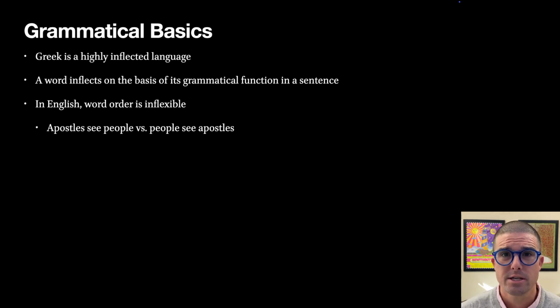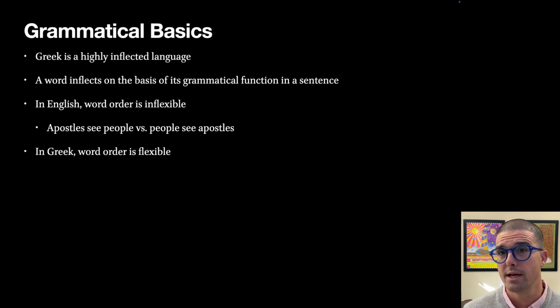So in the English sentence, "apostles see people," we know that the ones doing the seeing are the apostles because they come before the verb "see." We like to put the subject of the sentence before the verb, and we like to put the object, what is seen, what receives the action of the verb, after it. If we flip those around and we put "people see apostles," same exact words but in different order, the sentence means different things. In Greek, it's different.